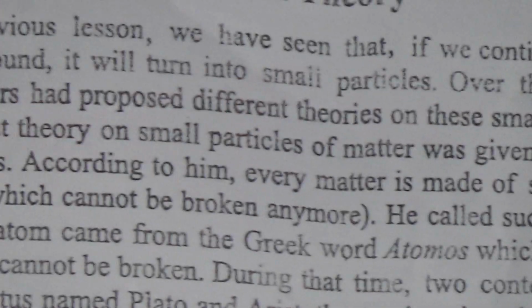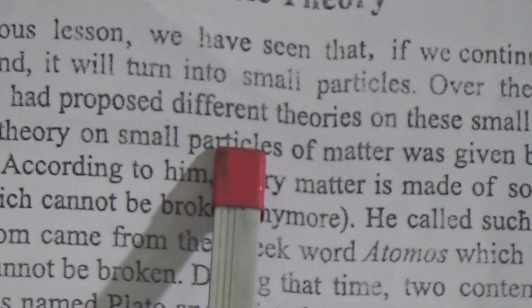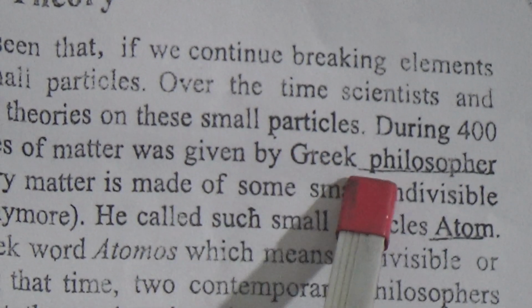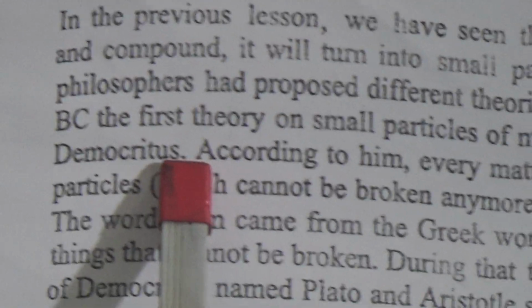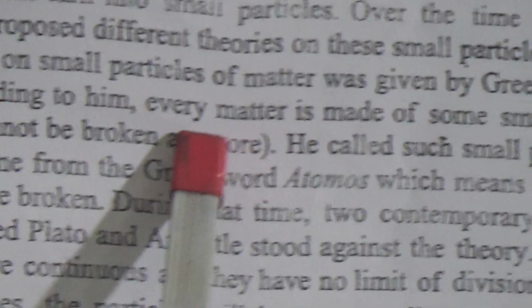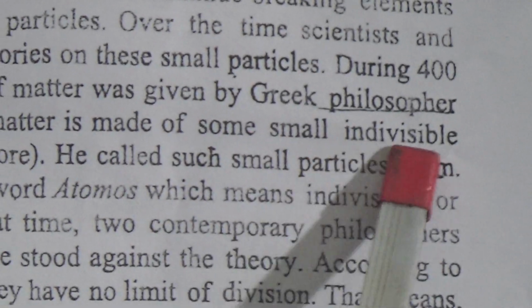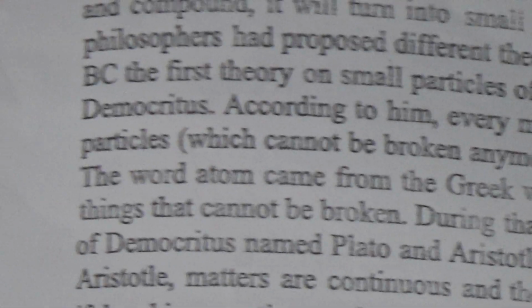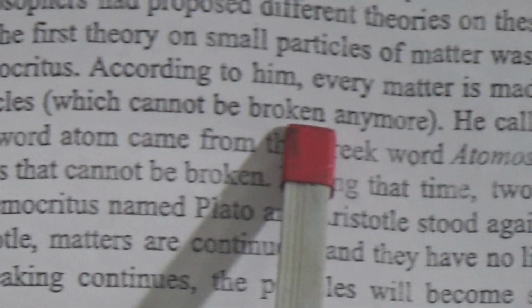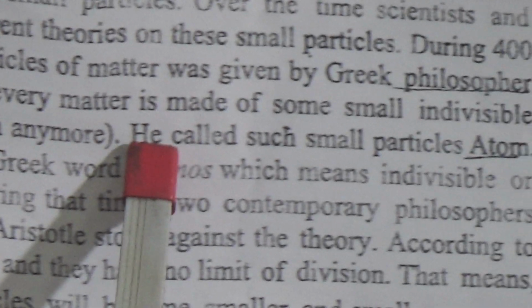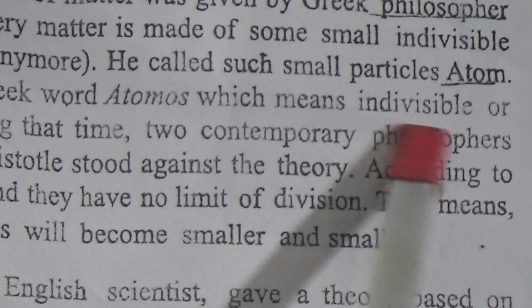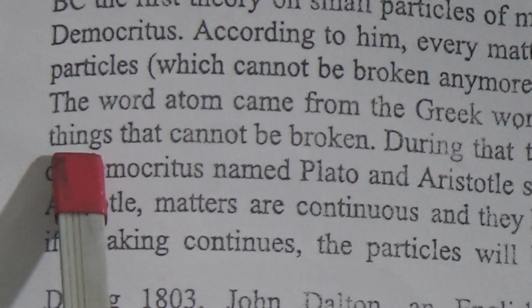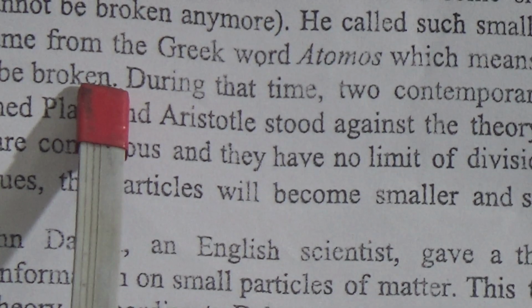During 400 BC, the first theory on small particles of matter was given by Greek philosopher Democritus. According to him, every matter is made of some small invisible particle which cannot be broken anymore. He called such small particles atom. The word atom came from the Greek word atomos, which means indivisible or things that cannot be broken.